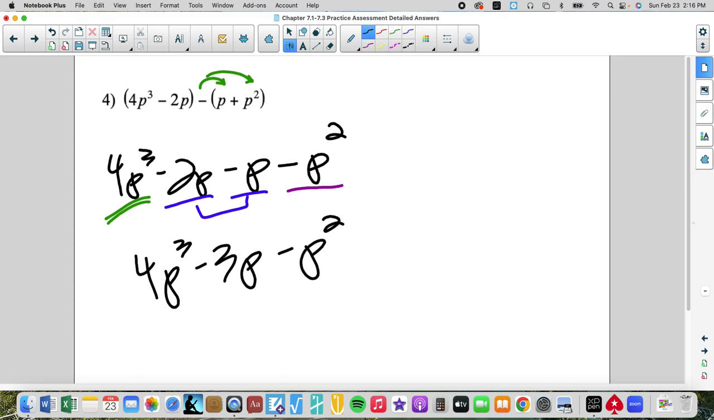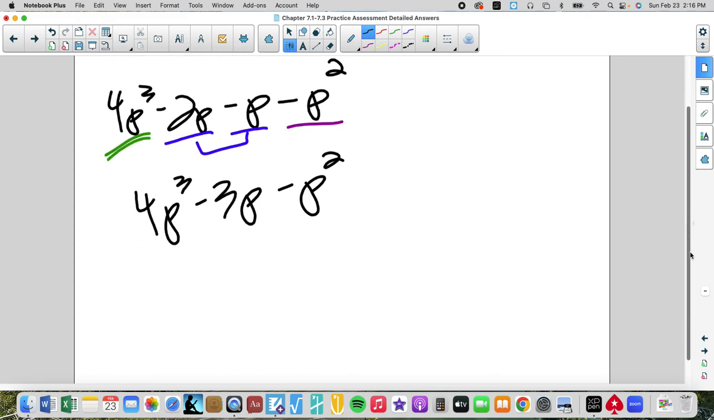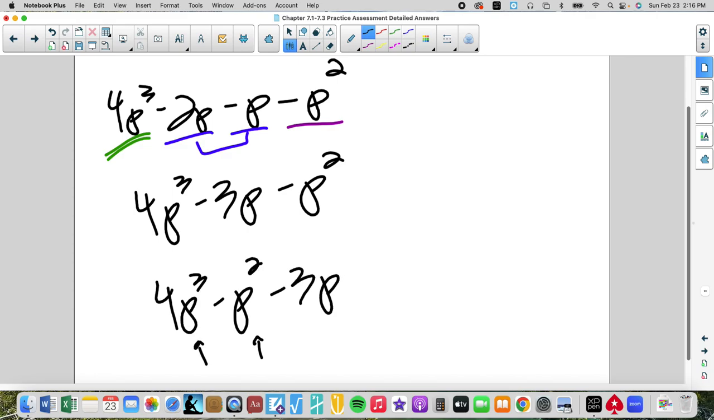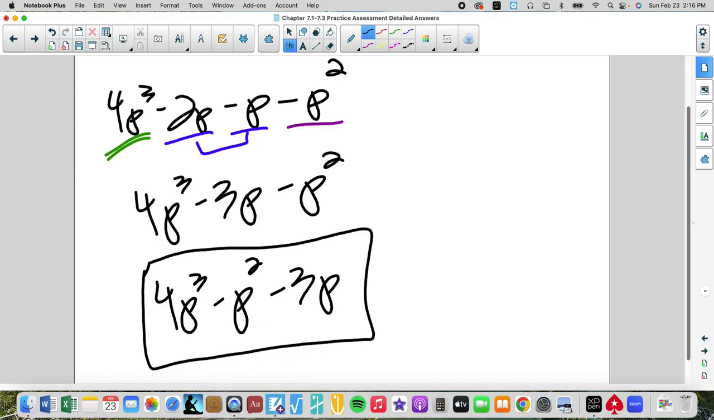Negative p squared. Now we have to remember, put it in standard form, 4p to the third minus p squared minus 3p. P to the third, p to the second, p to the first. Descending order based upon their variable.